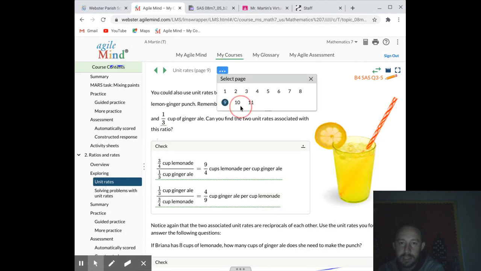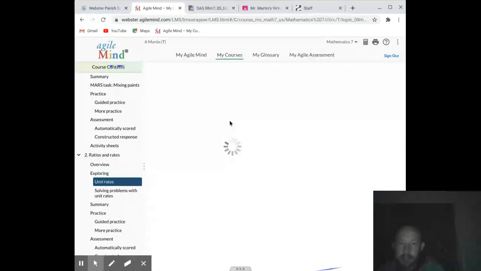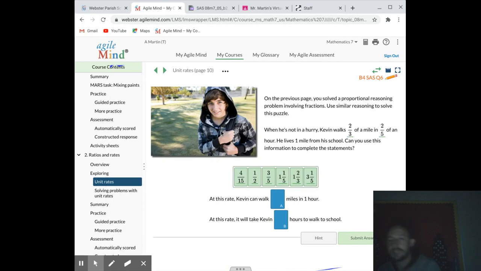All right, number 10. It says, on the previous page, we saw a proportional reasoning problem involving fractions. Use similar reasoning to solve the puzzle. When he's not in a hurry, Kevin walks 2/3 of a mile in 2/5 of an hour. He lives 1 mile from his school. So can you use this information to complete the statements?